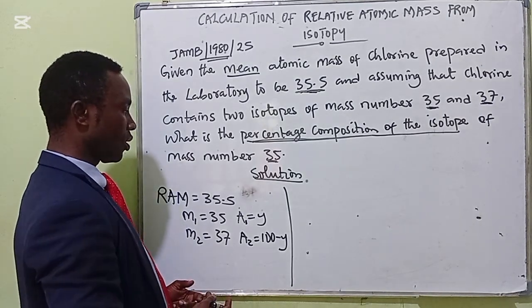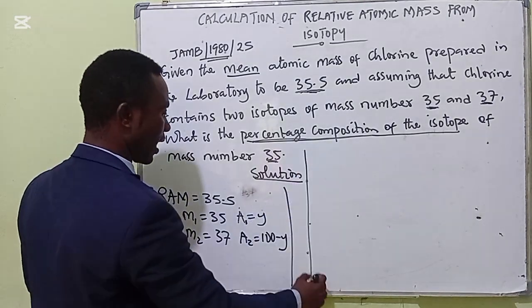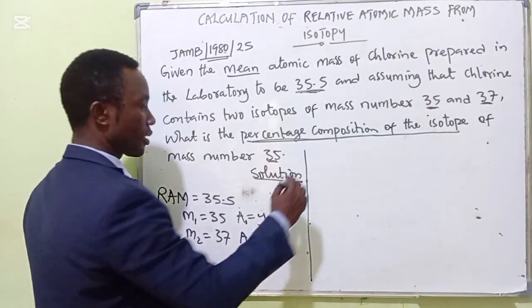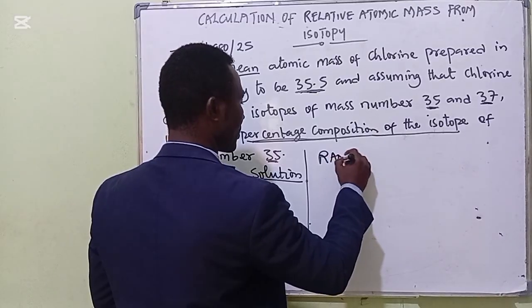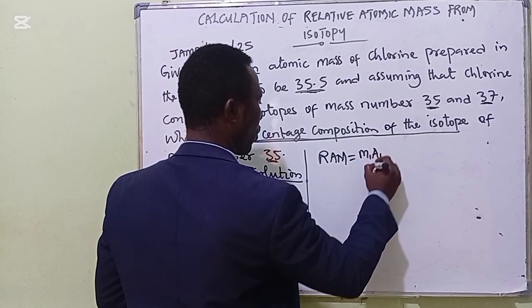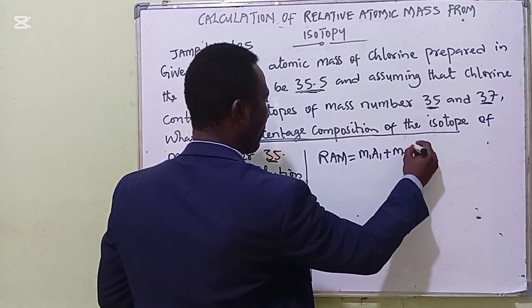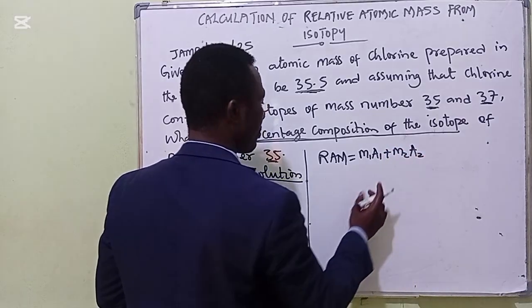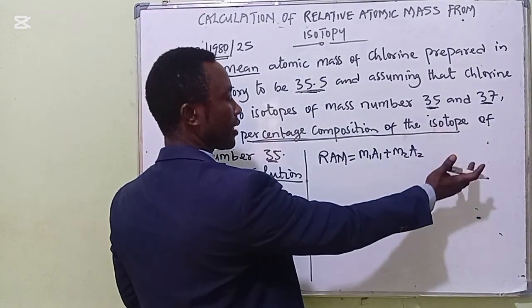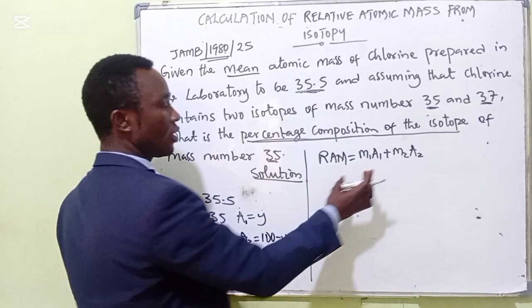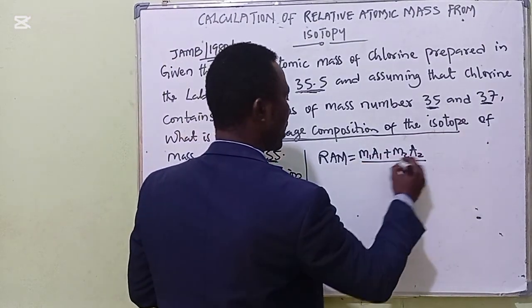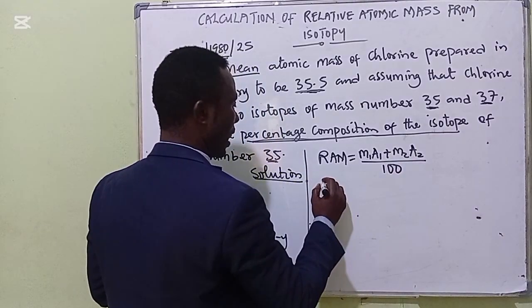Now, how do we go on with this calculation? I'll put down the formula, then we'll calculate. Remember, relative atomic mass is equal to mass 1 times abundance 1 plus mass 2 times abundance 2, because there are only 2 isotopes. We will not continue with mass 3 abundance 3 because there are only 2 isotopes. All of that divided by 100.